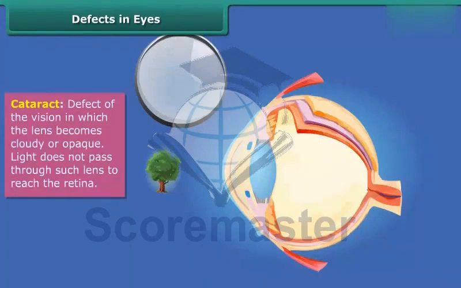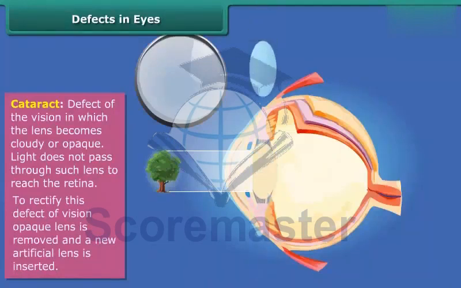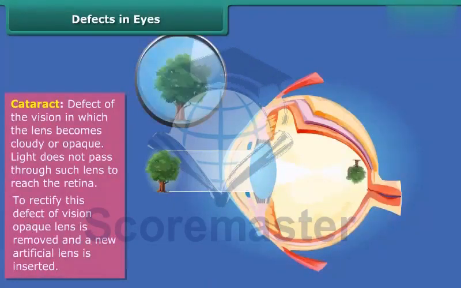Cataract, defect of the vision in which the lens becomes cloudy or opaque. Light does not pass through such lens to reach the retina. To rectify this defect of vision, the opaque lens is removed and a new artificial lens is inserted.